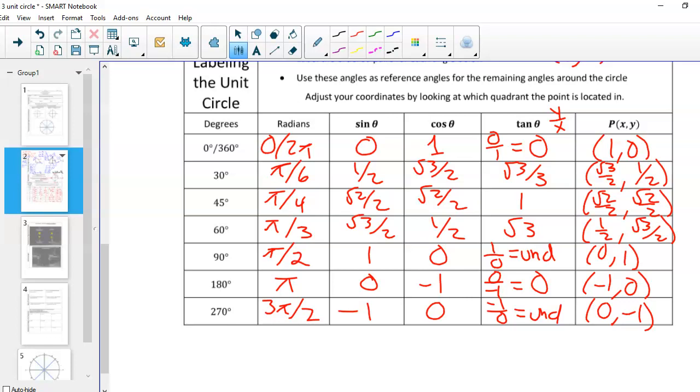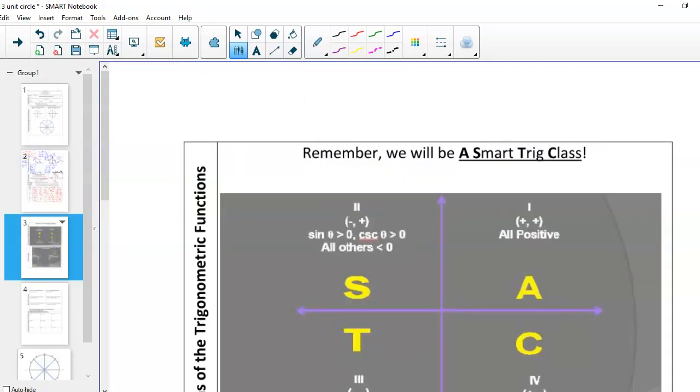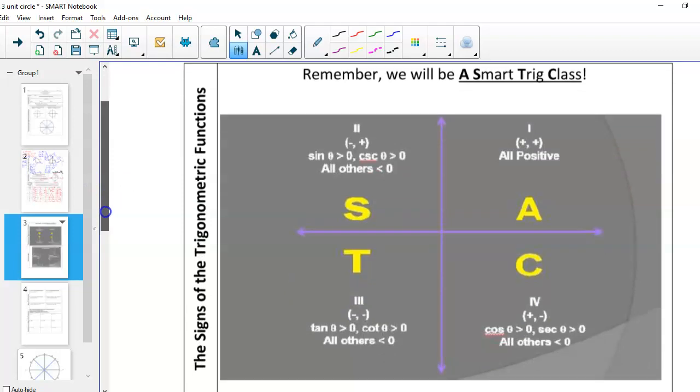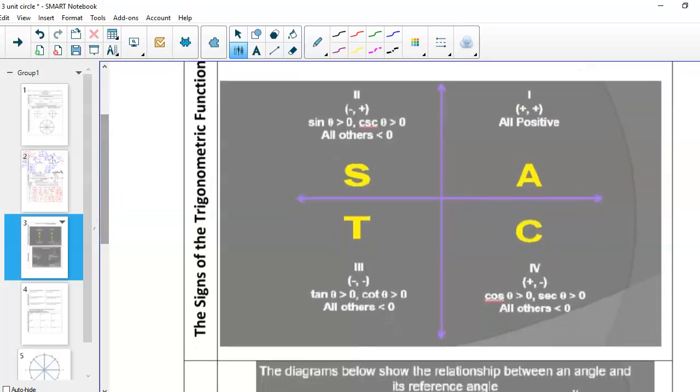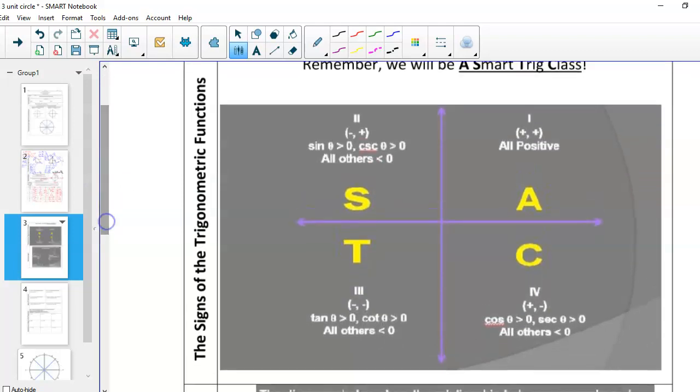So Miss Bordelon said this mnemonic to me. I usually use all students take calculus, but whichever one you prefer. A smart trade class, all students take calculus. Someone said all students taste chocolate. Whatever you want. But those mean, A, everything is positive. All of your trig functions will be positive in that first quadrant.